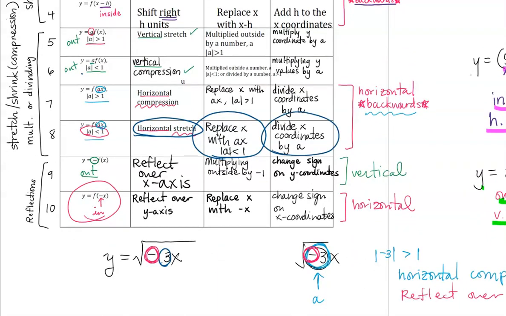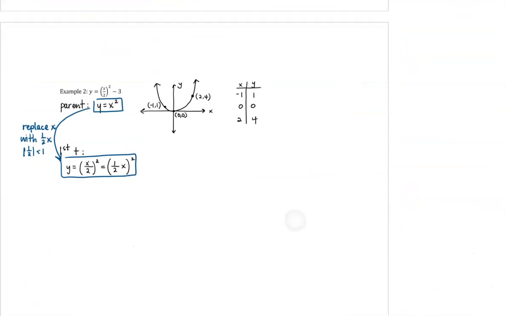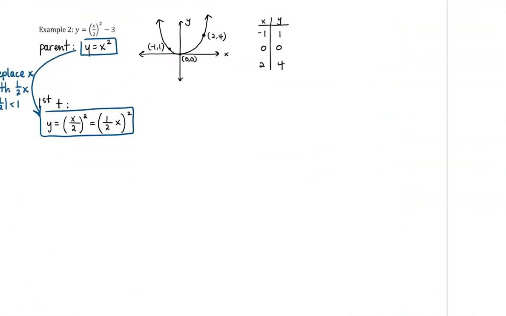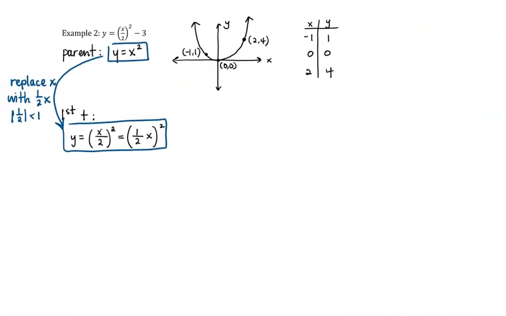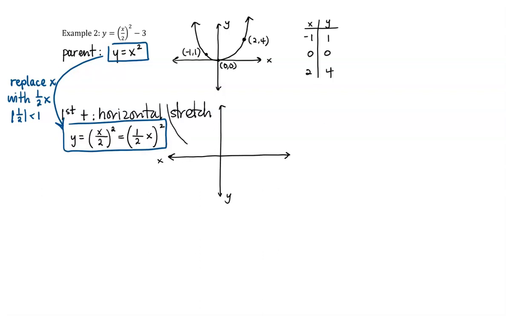And so for a horizontal stretch, we will be dividing our x-coordinates by a, dividing them by 1/2. So I do know that this transformation is a horizontal stretch. I'm going to draw what the new graph looks like. If we are stretching out the function horizontally, then we should expect the graph to look a little bit wider. So I'll draw a graph that's a little bit wider. I'll label the points on it in a second.